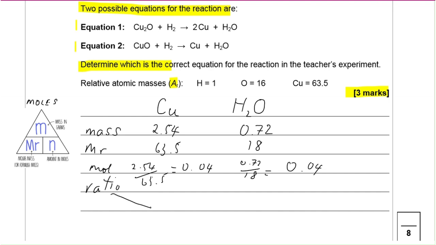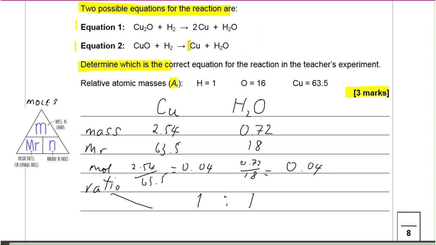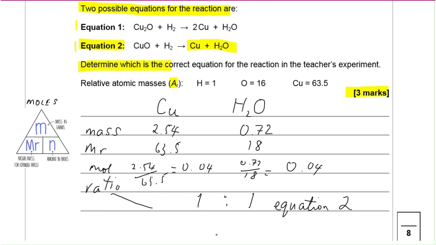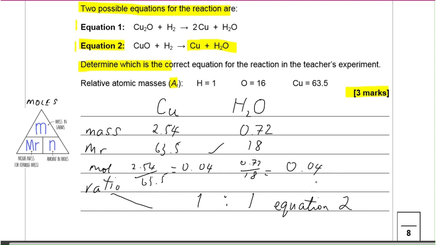So we can see straight away the ratio here is a 1-to-1 ratio. So if we go back up to the 2 equations, the copper and water exist in a 1-to-1 ratio in equation 2. So equation 2 is the right answer. 1 mark for working out each mole number and 1 mark for the final answer.